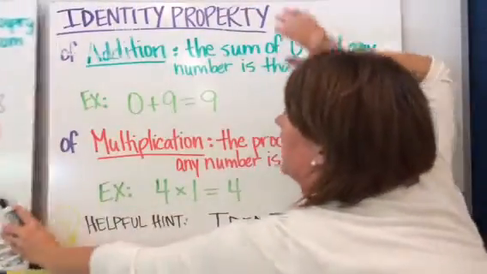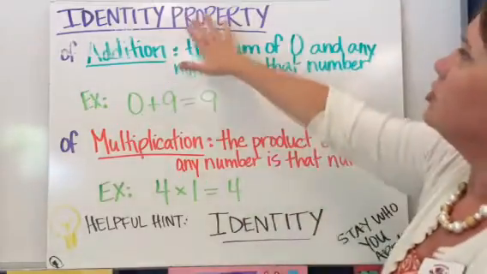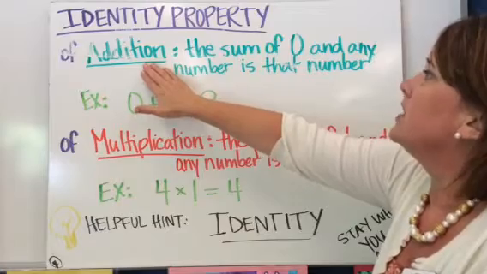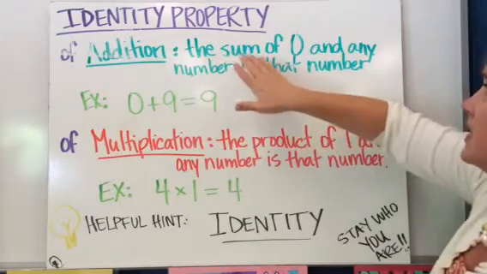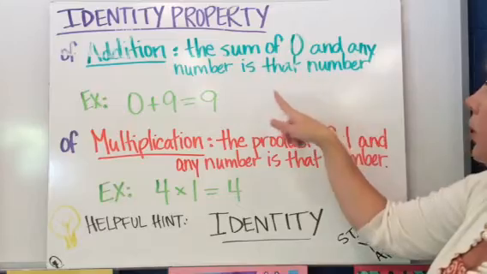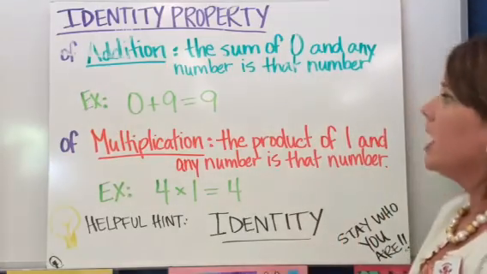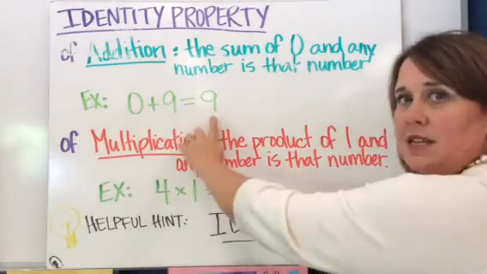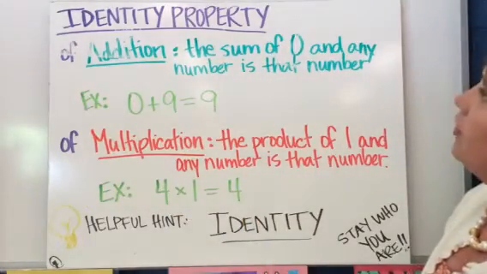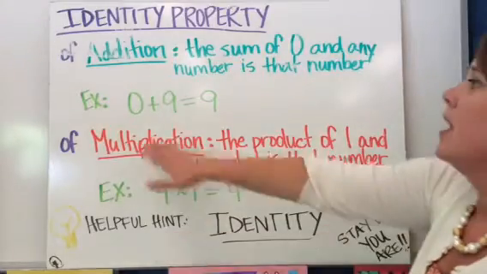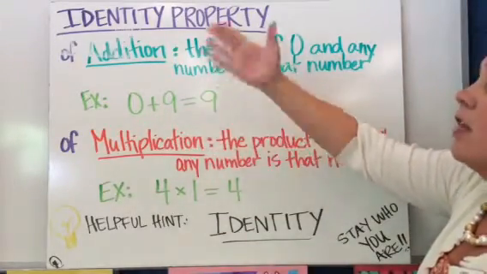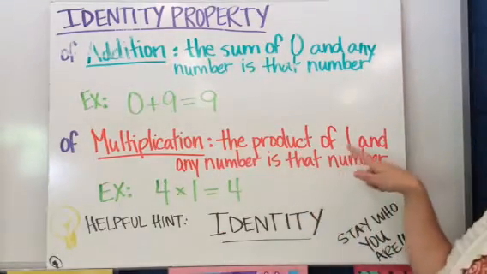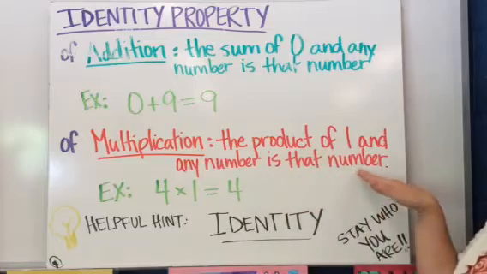Next we have the identity property. And this is true for both addition and multiplication again. The identity property of addition is when you take the sum of 0 and any number, you get that number. In other words, whatever number you add 0 to, it keeps its identity. So that's called the identity property of addition. 0 plus 9 is 9. There's an identity property for multiplication, but this time it's the product of 1 and any number is that number.